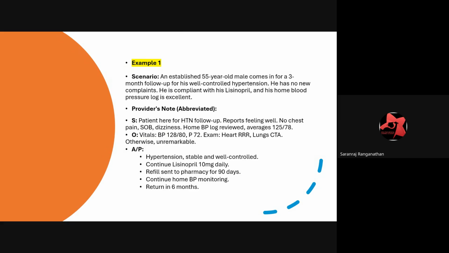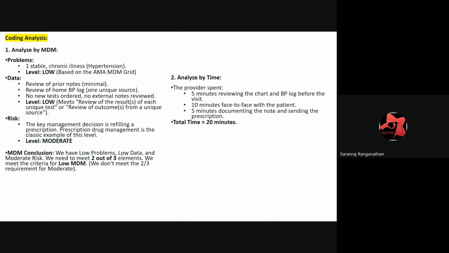And what is the data here? We have the prior notes and the BP log. This is all they're verifying, which leads to the two combinations here. And third is the refilling. The refilling of the drug comes under drug management. Based on that, COPA is low, data is low, and our risk is moderate. So here, chronic illness and a review of the prior notes and BP log are low, and the risk is moderate.